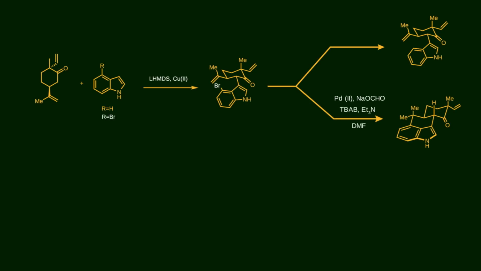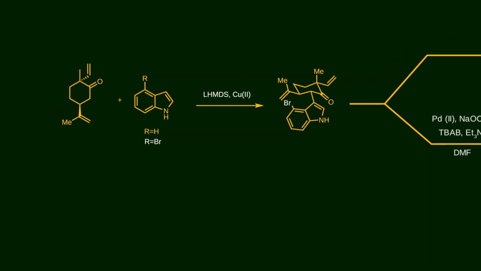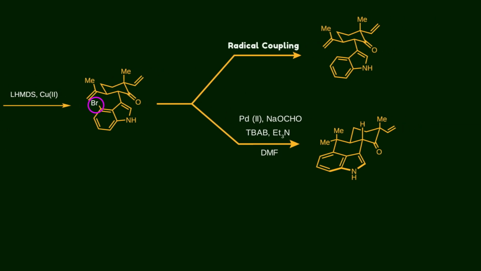But the Baran group used an alternative strategy without employing protecting groups. They planned to use an indole substituted with a bromine atom at the 4 position. This precursor set the stage for intramolecular cyclization. It can proceed via radical coupling or a Heck-type reaction using palladium.